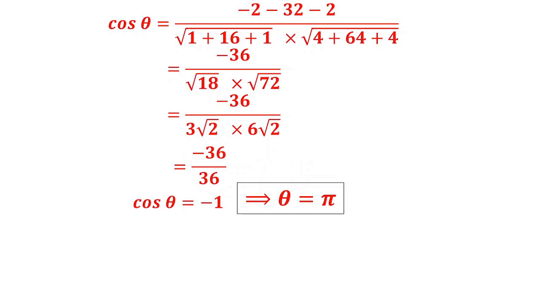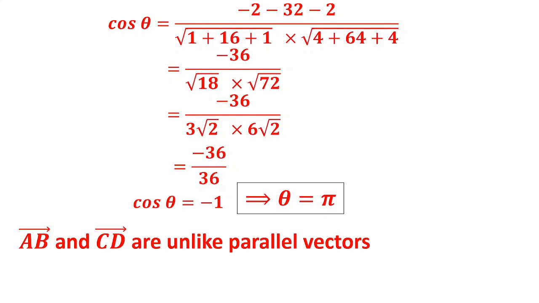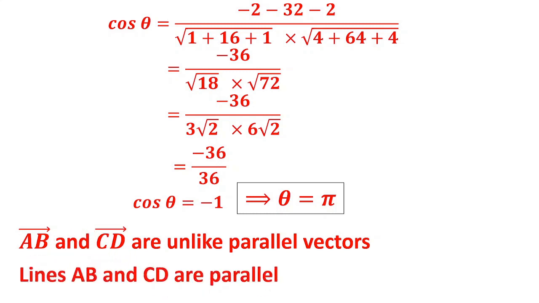What will happen if the angle between two vectors is 180 degrees? Then the vectors are unlike parallel vectors. Unlike means they are going in different directions. And remember here AB and CD have no common point, therefore they should be parallel. Already we have discussed in one of our questions, if two vectors are parallel and they have a common point, then the three points will become collinear. But here AB and CD have no common point, therefore the lines are parallel. Here we have used the parallel idea to prove that the cosine of the angle between them is minus 1, and there is no common point between them.